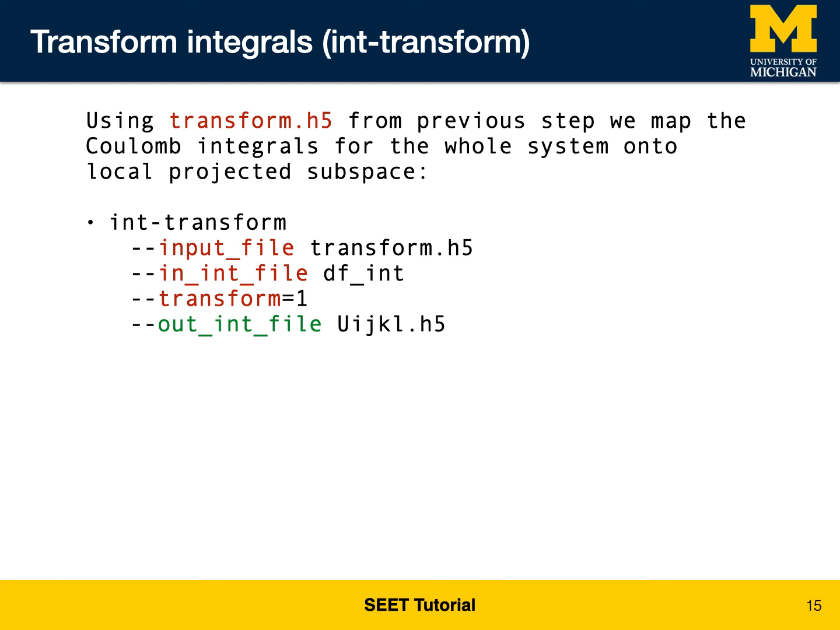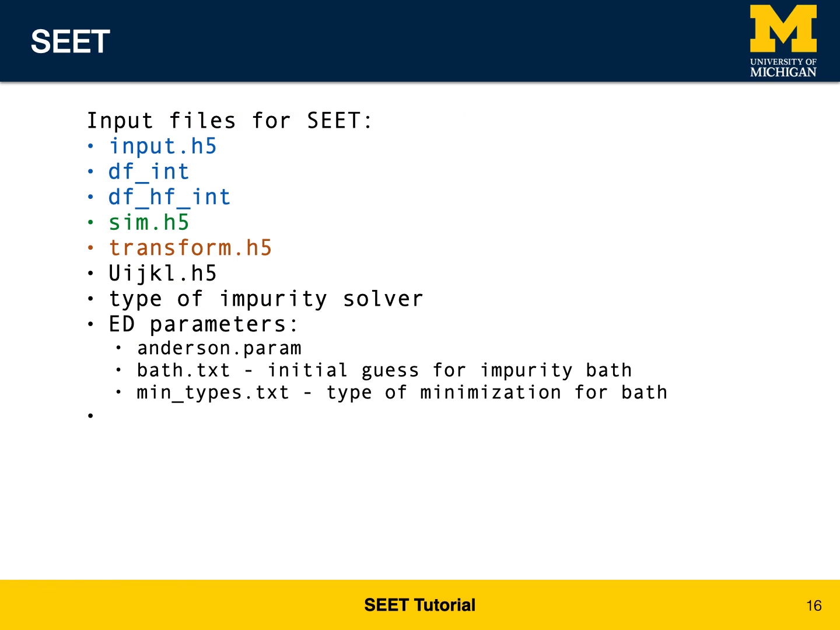But sometimes it takes too long to run, and you can, for example, get these intermediate transformation matrices, but then your run crashed and you have these files and you don't want to spend this time again, so you put this to 0 and it will just reuse the previously transformed matrices to create the local Coulomb integrals into this H5 file. So after that, we have everything in place.